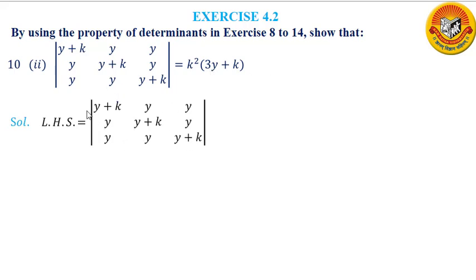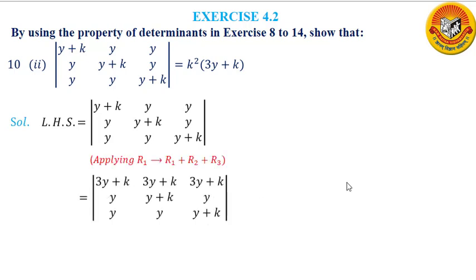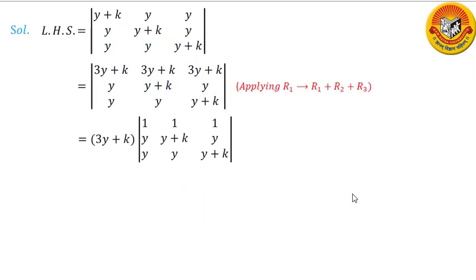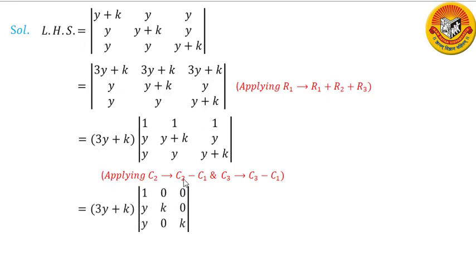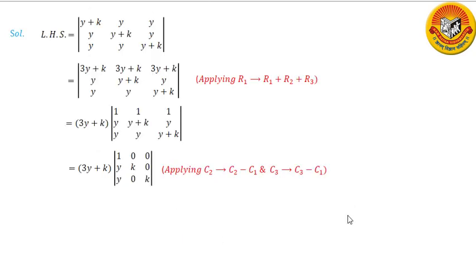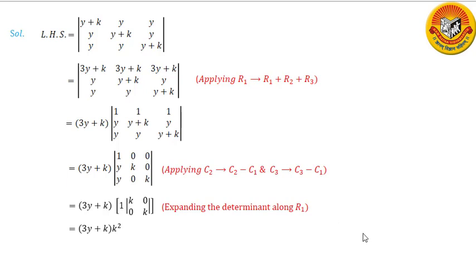Now see, if on R1 you apply R1 plus R2 plus R3, you get 3y plus k. So 3y plus k we have got. Now we take this 3y plus k common, and on C2 we can apply C2 minus C1, and on C3 we can apply C3 minus C1. So what benefit do we get? We get these two terms as 0. So it is now easy to expand the determinant along R1 or along C3. So we expand, and after expansion we get the desired result.